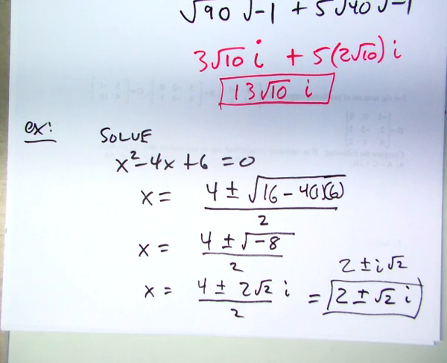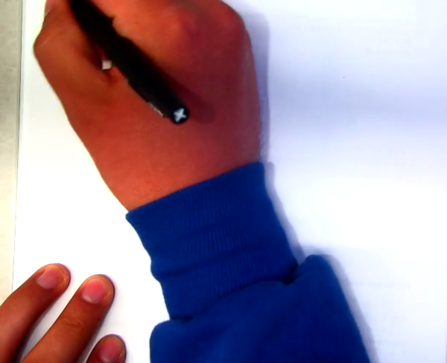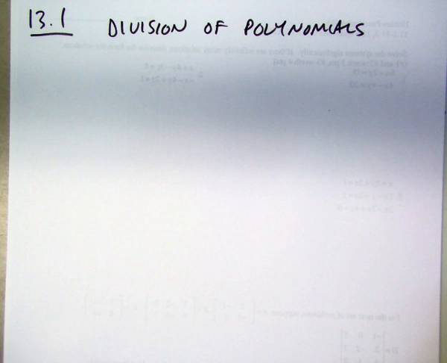All right. Next section. 13.1. Division of polynomials. This will be a quick review. If you guys settle down, we'll be done in about 5-6 minutes here.